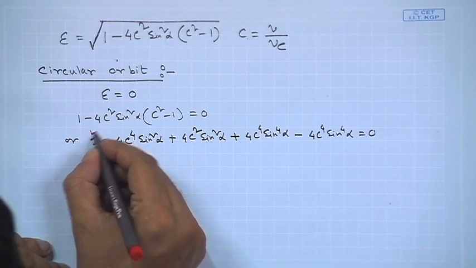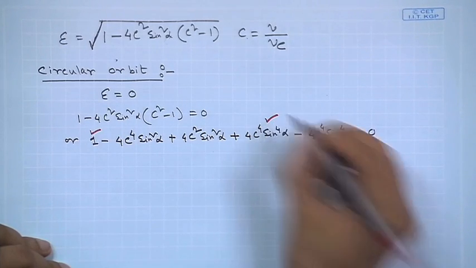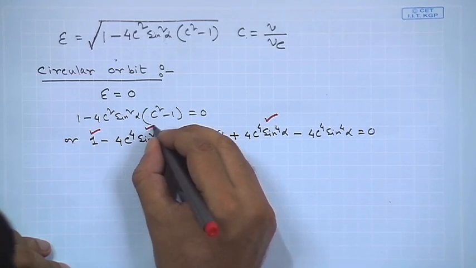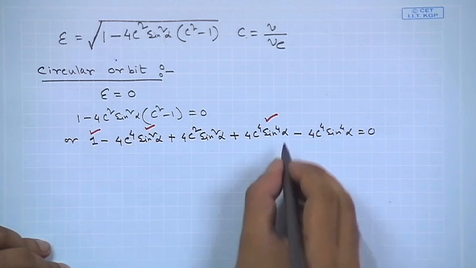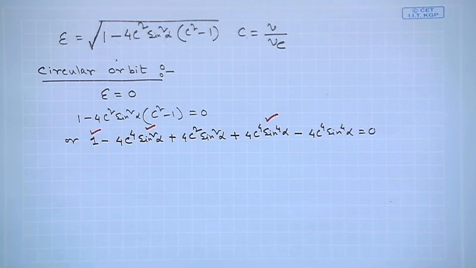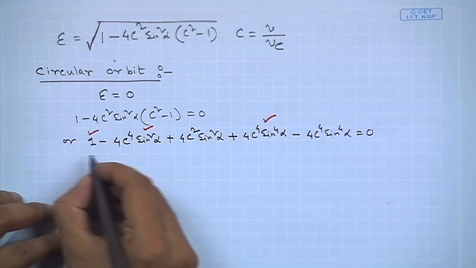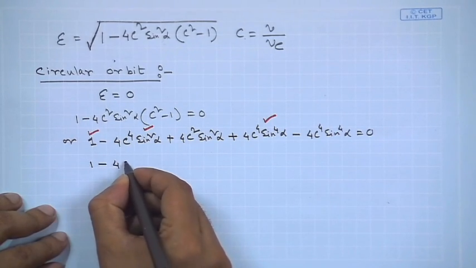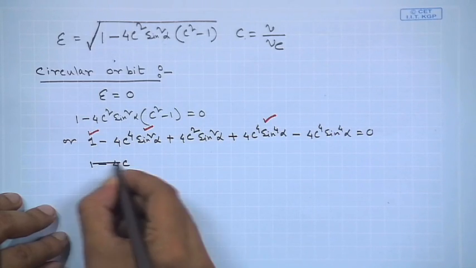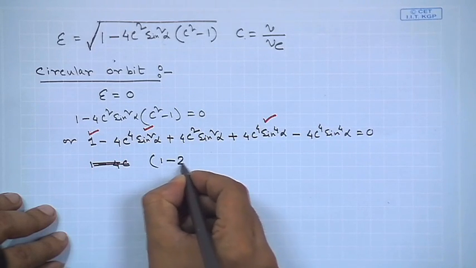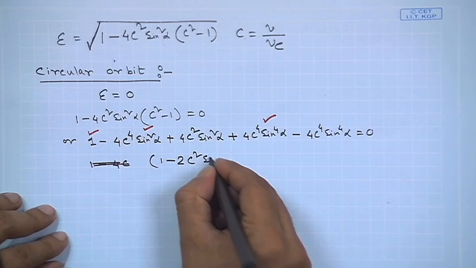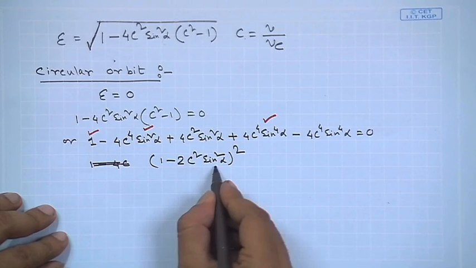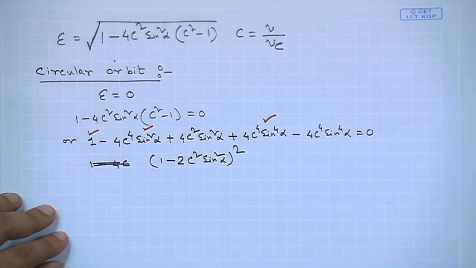If we take this term and this term together, these three terms will give us 1 minus 2 c square sin square alpha whole square, or 2 c square sin square alpha minus 1 whole square, it does not matter really.